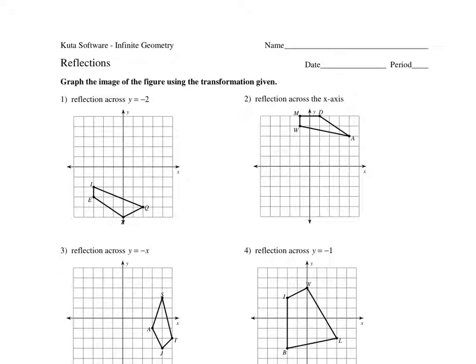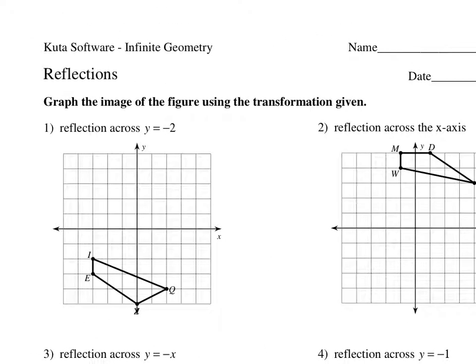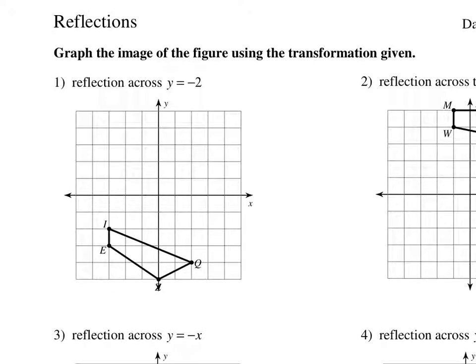In this video, we will learn another form of transformation, which is reflection. And in question number 1 through 6, we're asked to graph the image using the transformation given. So in number 1, we're supposed to reflect across y equals -2. They might actually describe what the transformation is, or they might give me the rule.